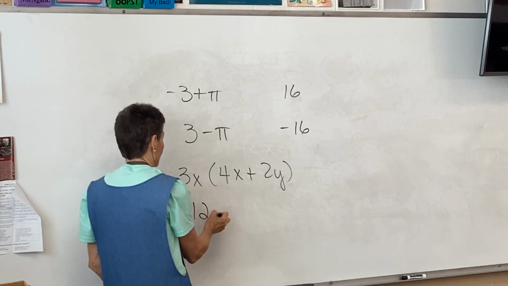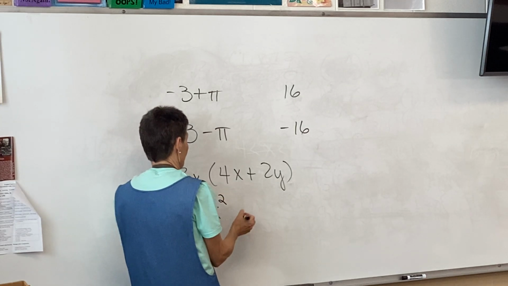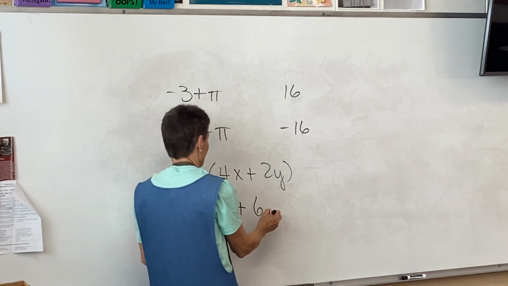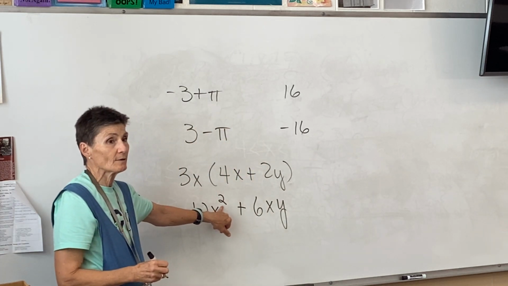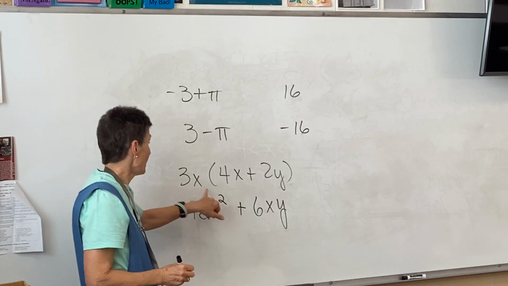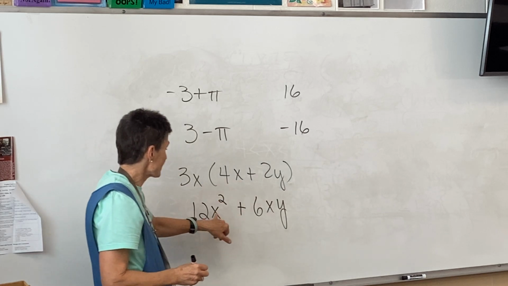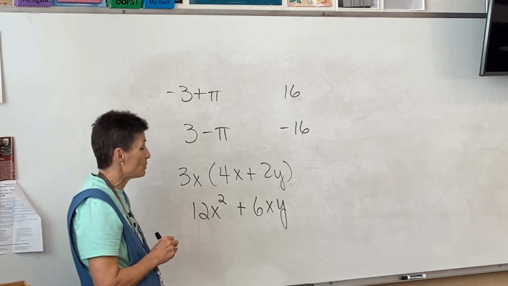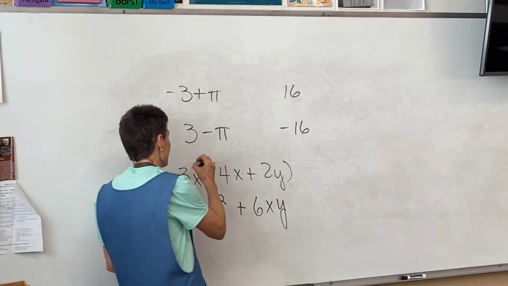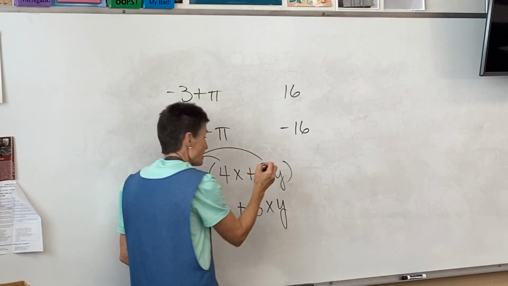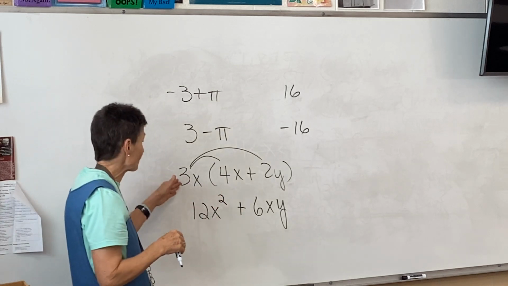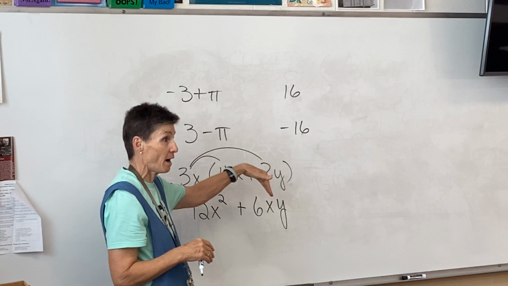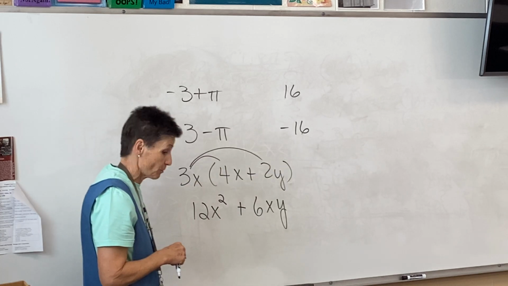12x to the second power plus 6xy. Perfect. Did everybody catch that x squared there? We are multiplying an x times an x, so that becomes an x squared. Beautiful. That's what the distributive property means, right? Whatever's out in front gets multiplied by both of those other things.